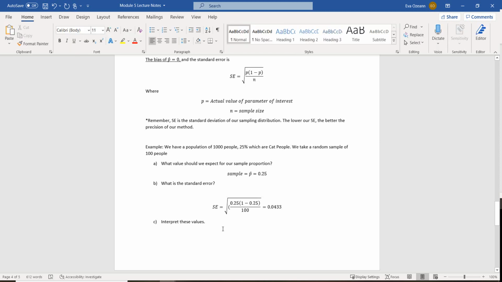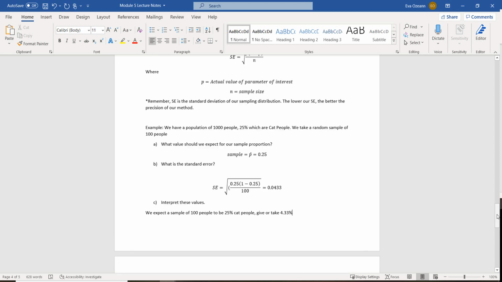Now the most important thing in math, well, especially this class, is that we want to interpret these values. What do they mean? What it means is that we expect this sample of 100 people to be 25% cat people, give or take about 4.33%. That means if I take a random sample of 100 people, I'm probably going to have between 21 to 29 of them be cat people. By the way, by cat people, I mean people that like cats. I don't mean actual cat people.